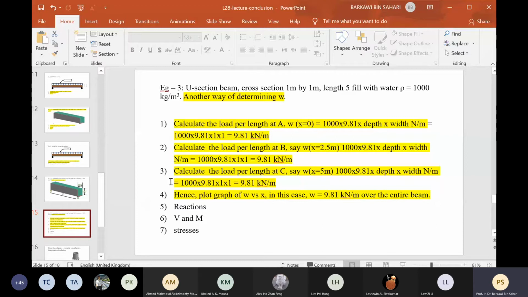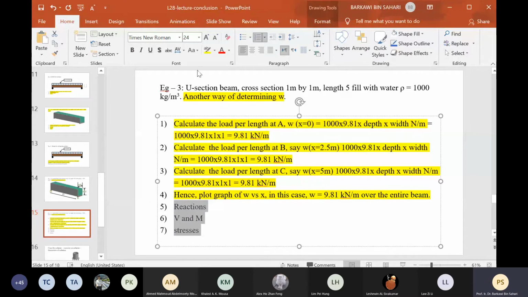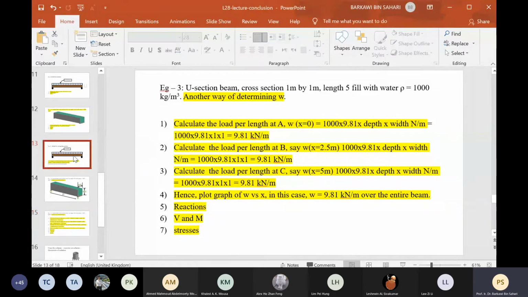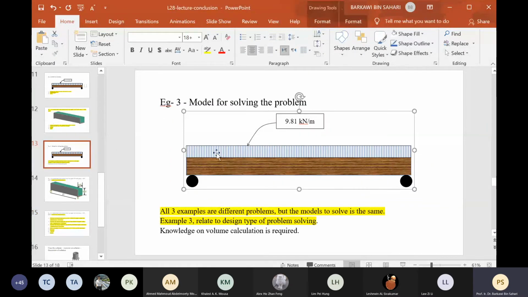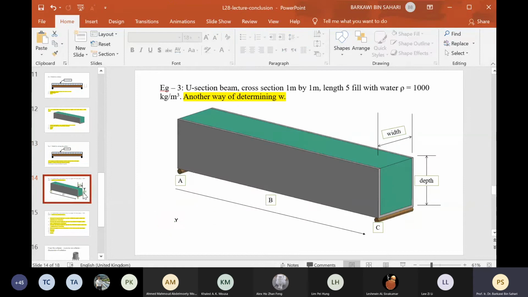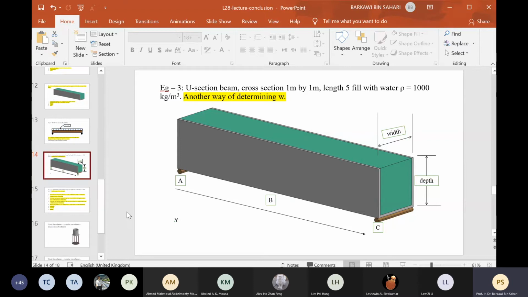So it involves quite a few additional, at least 2 steps, before it's actually calculating the reactions, determining V and M and determining the stresses. In your exercise, the model is already given. But towards the later part, your assignment is actually looking at the relationship to the design, stress analysis and design.